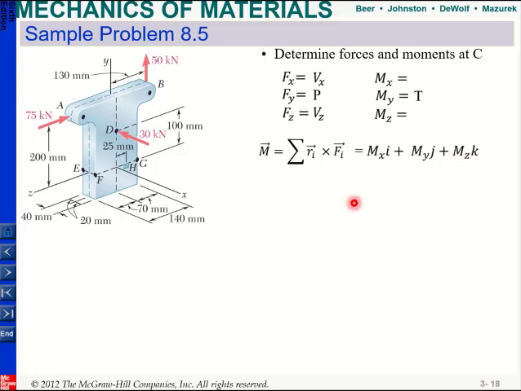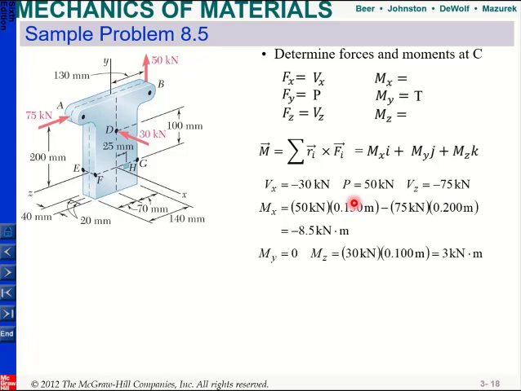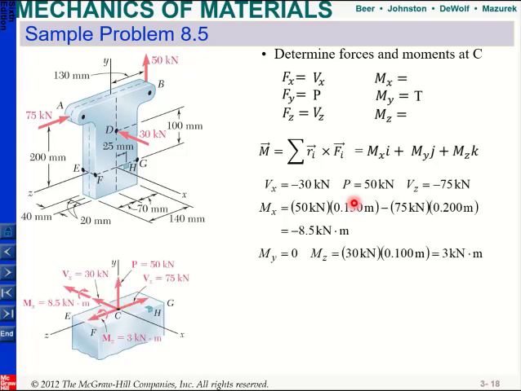In order to show it, for the first case, for the forces you just carry them. I have this 30 kilonewton, it goes to minus x, so that's why I have Vx equal to minus 30. I have 50 kilonewton along the y direction, so I have P equal to 50, or you can say Fy. And this force goes to minus z, so that's why I have this one. Then you can find your Mx.